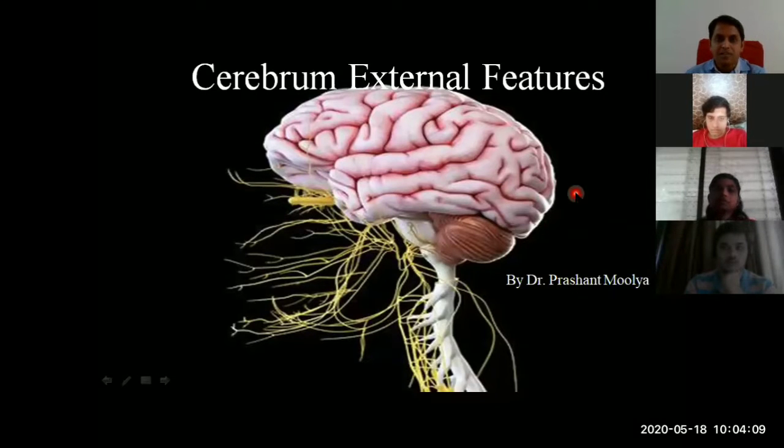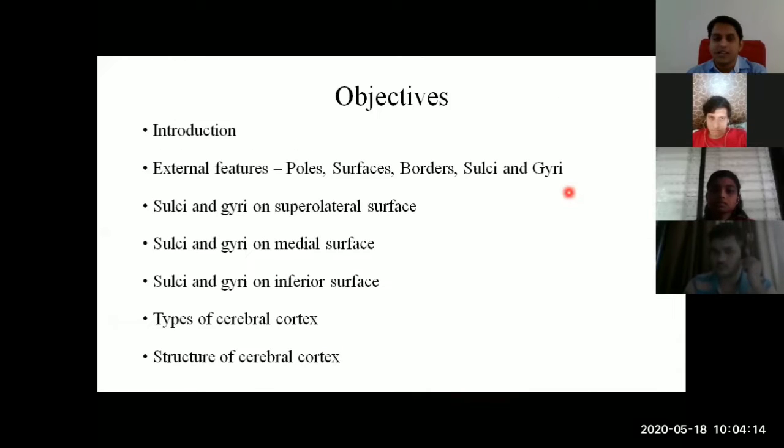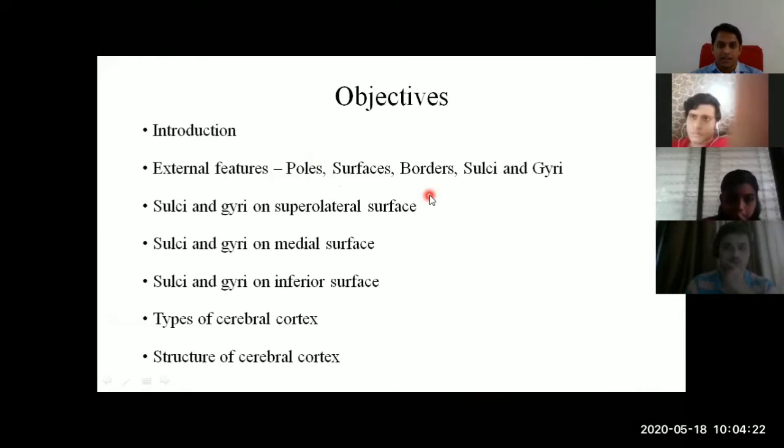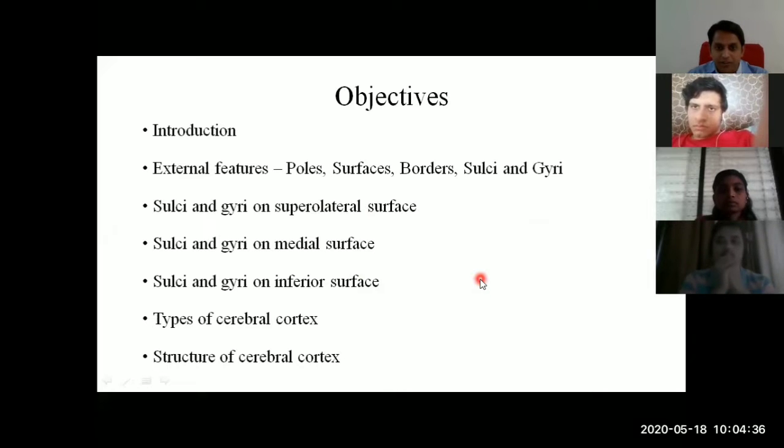So today we are dealing with cerebrum external features, and we'll be studying it under this introduction: external features, which include the poles, surfaces, borders, sulci, and the gyri. The sulci and the gyri we will be seeing on the different surfaces. There are three different surfaces: the superolateral surface, medial surface, and inferior surface. Later on we'll see the different types of cerebral cortex and the structure of cerebral cortex.